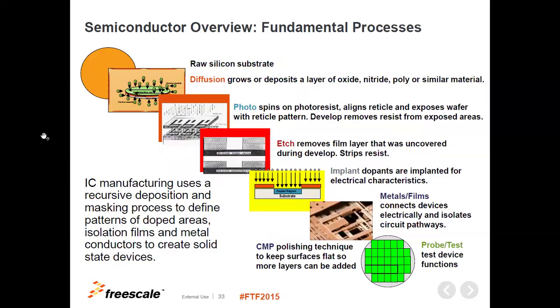And so there are different fundamental processes with which we can print over the silicon wafer. There is diffusion, for example, growing or depositing a layer of oxide, nitride, poly or similar material. If I have this surface that I can manage, I can create holes, isolation areas, etches, channels, and so on, even by putting on top another type of material that can change the properties of my texture, okay?